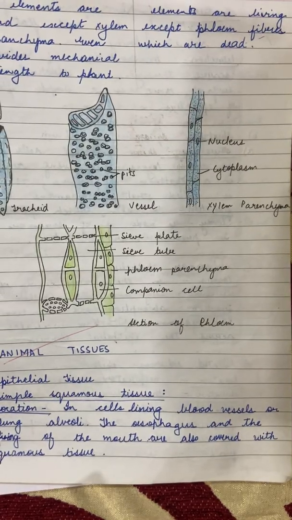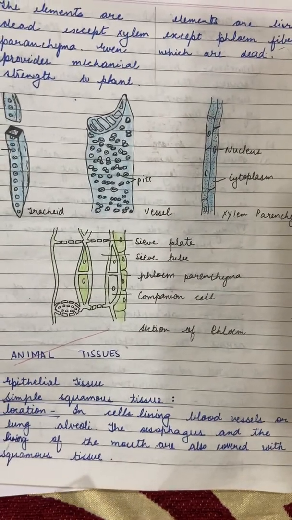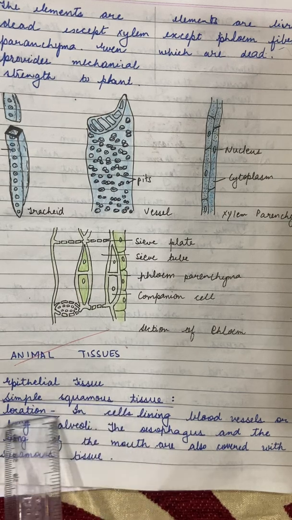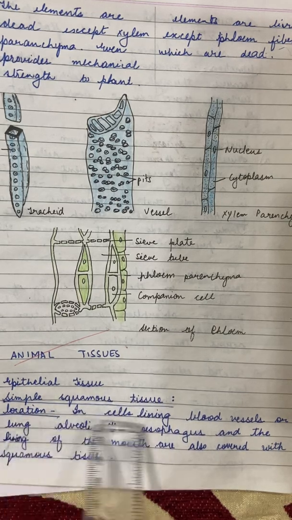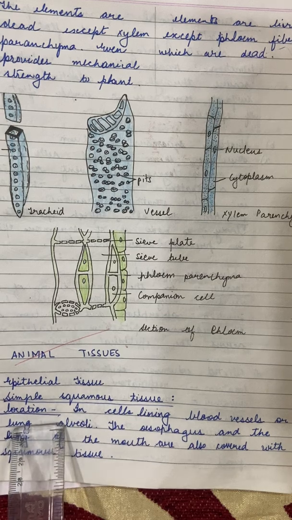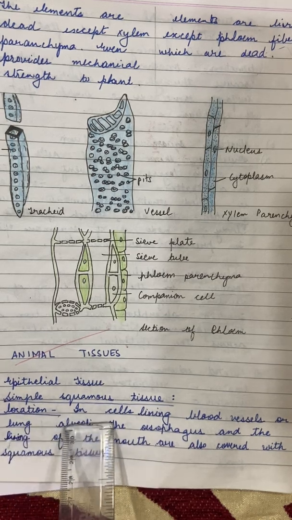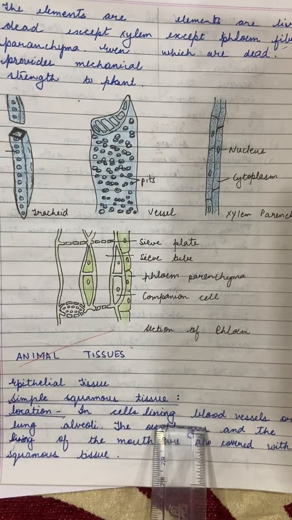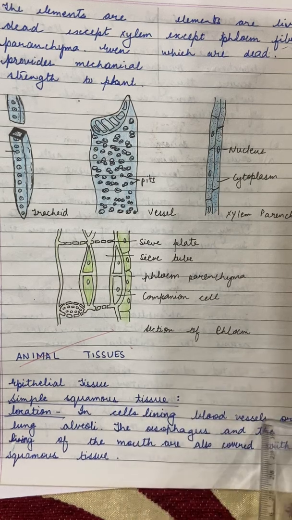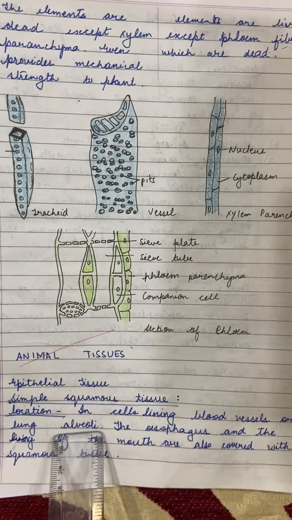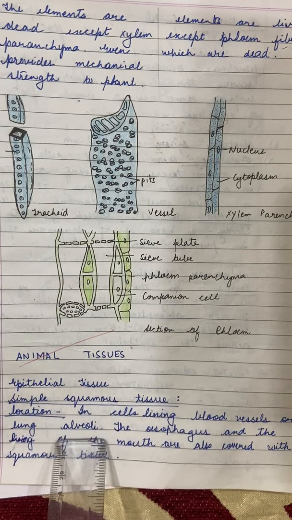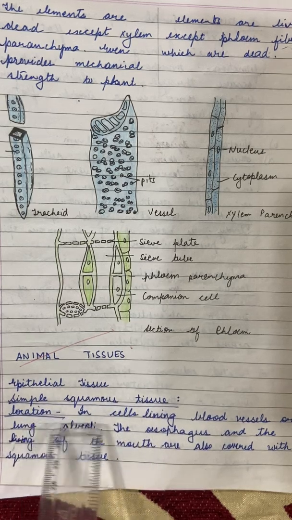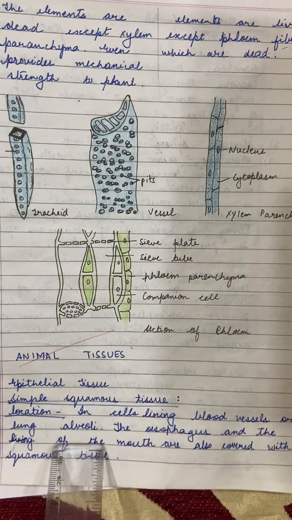So accordingly, you have your notes given to you, children. You will be filling it up in your copy. So first of all, we have the simple squamous tissue. So where is it present? That is its location. The cells of this tissue are forming the lining of the blood vessels or the lung alveoli. You know, in lungs, there are those cells where exchange of gases occurs. So they are said to be alveoli.